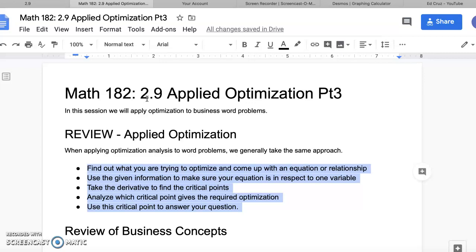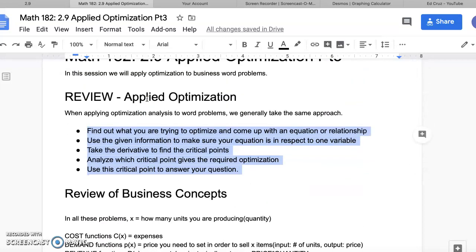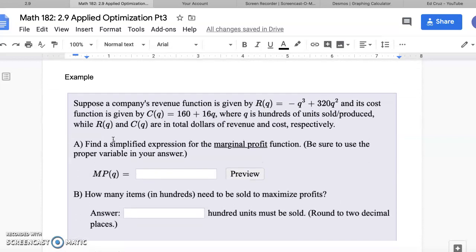We're going to read the problem and figure out what we're trying to optimize. We're going to use the information in the problem to set up our equation. Then we're going to go ahead and take the derivative to find the critical points. Once we have the critical points, we'll analyze them to see which one gives us either the local max or local min, depending on what we're trying to find. And at the end, we'll use our answer to answer the question. So taking this information, let's go ahead and take a look at our problem right here.